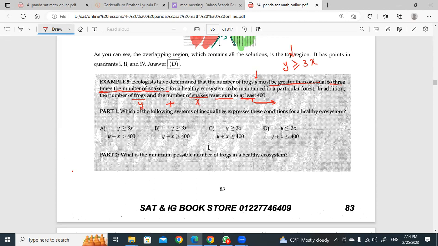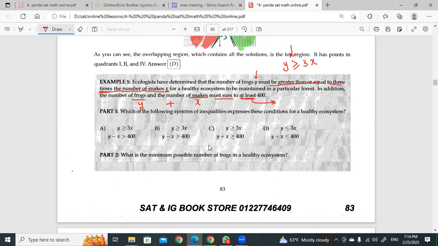So the sum must be greater than or smaller than? Please answer me. At least... smaller. Smaller than? Are you really sure? What is the meaning of at least?